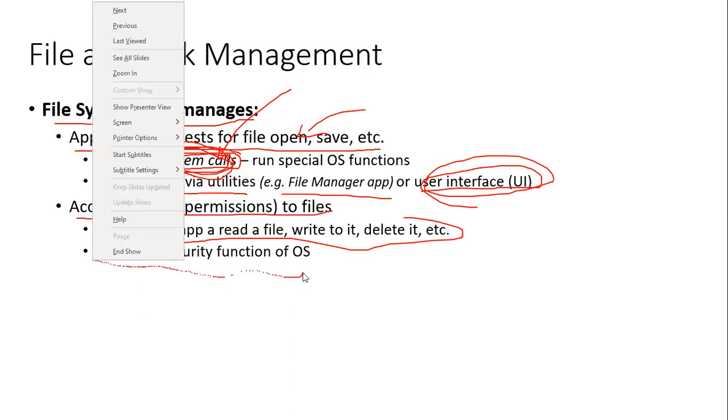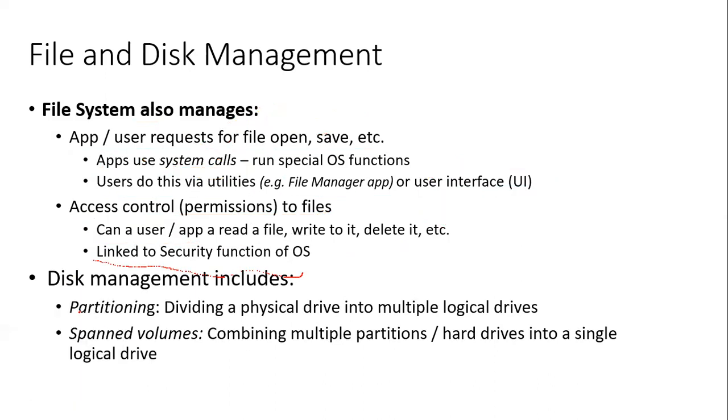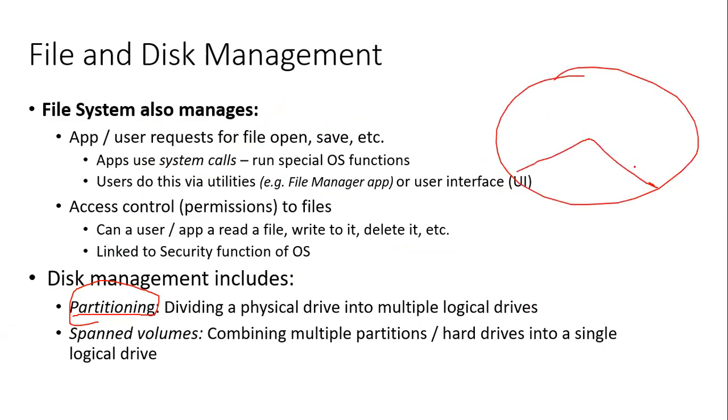Linked security functions of operating systems. So that's basically what happens. And once it comes to disk management, one key term is partitioning. What do you mean by partitioning? Dividing a physical drive into multiple logical drives. Now you know what a logical drive is. It's nothing, it's just dividing. This is your disk. It divides into different parts. That's partitioning. And you can rename them as C drive, D drive, E drive, or any other. These are partitions.